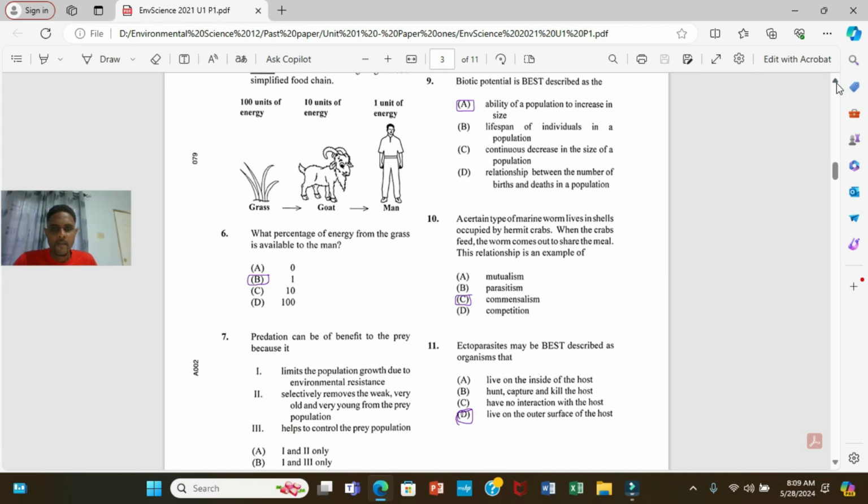Question 10. A certain type of marine worm lives in shells occupied by hermit crabs. When the crabs feed, the worm comes out to share the meal. This relationship is an example of commensalism. The answer is C, commensalism. Number 11, ectoparasite may be best described as organisms that. The answer is D, live on the outer surface of the host.